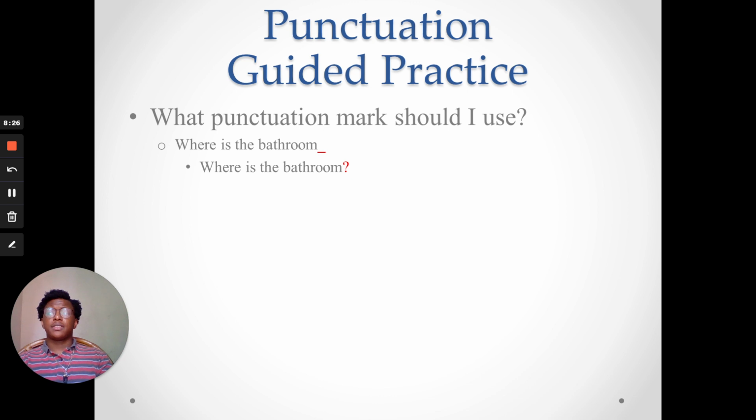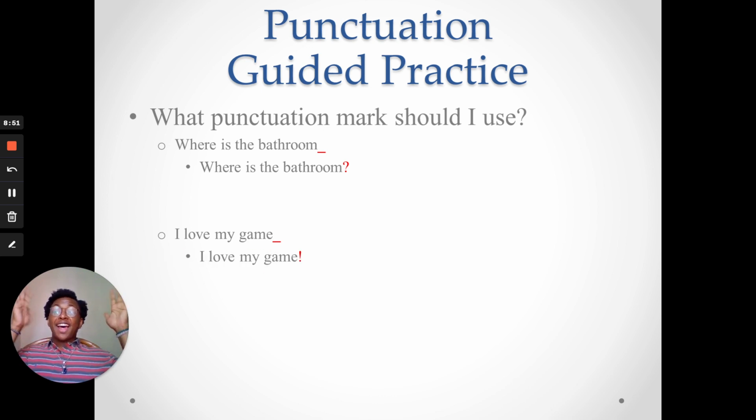Let's look at another sentence. I love my game. Which punctuation mark should I use? Should I use a period, a question mark, or an exclamation mark? I love my game. Oh yeah, I should use an exclamation mark because I'm super excited about my game.